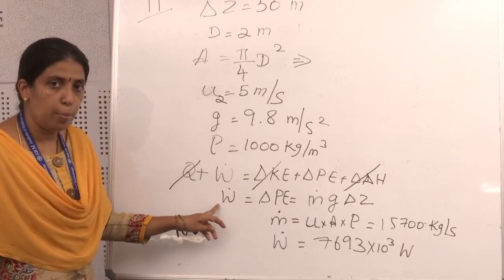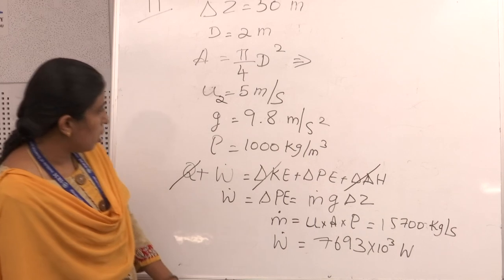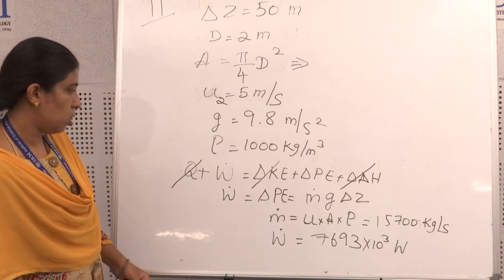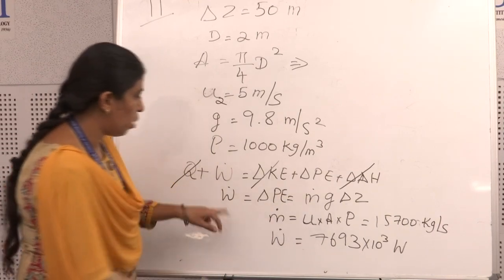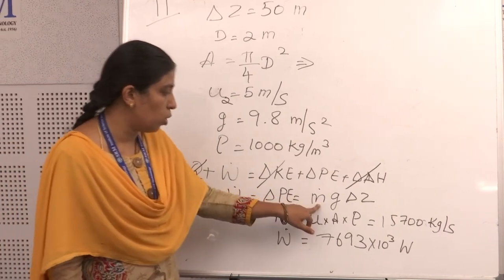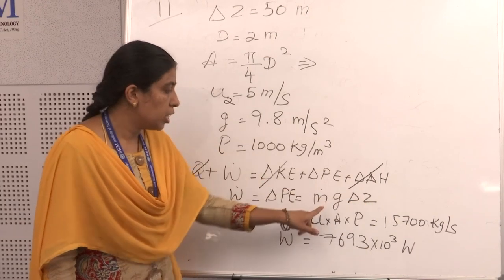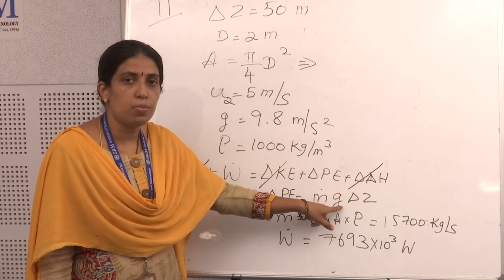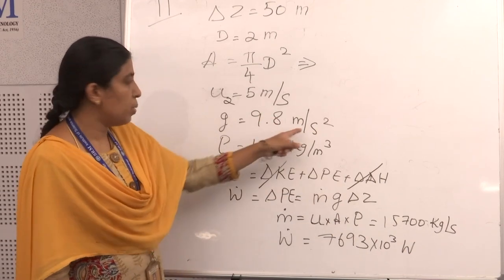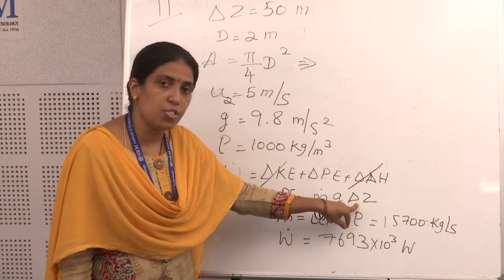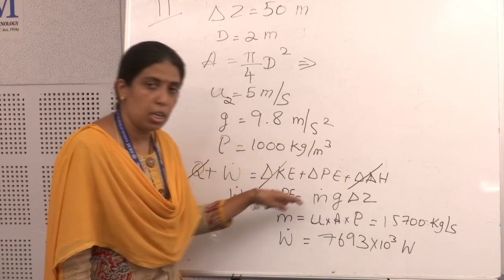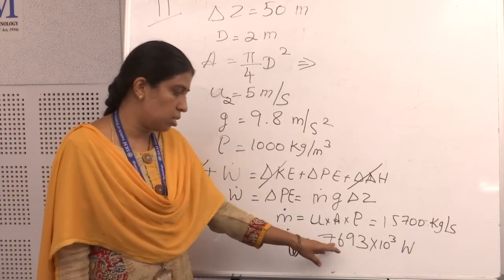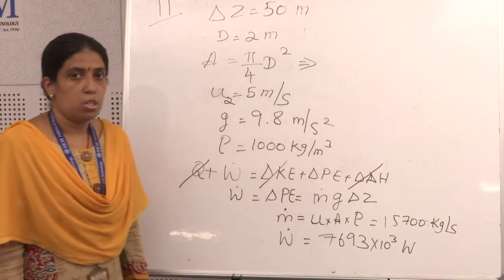Again, what we need to find? W dot. W dot is equal to change in potential energy, that is equal to m dot g into delta Z. M dot is known, 15,700. G is the gravitational constant, which is 9.8 meters per second squared, and delta Z is 50 meters. So if you multiply the three terms, you will find W dot. The answer for W dot is 7693 kilowatts. Thank you.